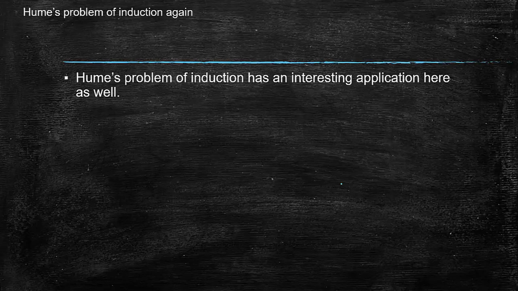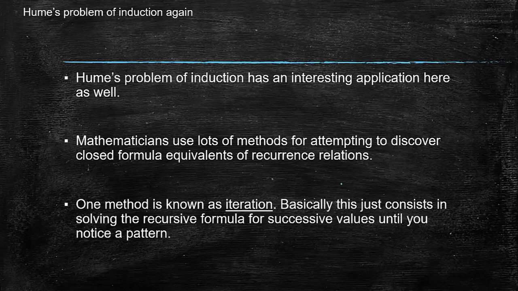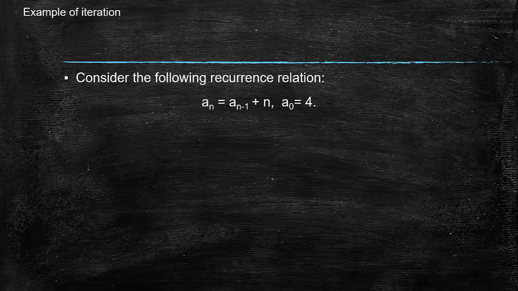So Hume's problem of induction has an interesting application here as well. Mathematicians use lots of methods for attempting to discover closed formula equivalents of recurrence relations. One of the simplest methods is known as iteration. Basically, this just consists in solving the recursive formula for successive values until you are lucky enough to notice a pattern. Okay?